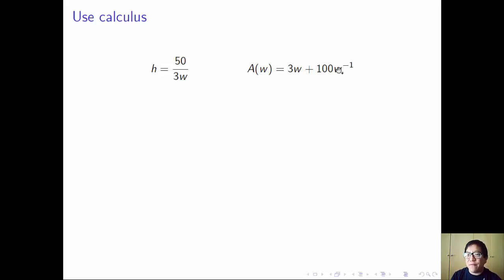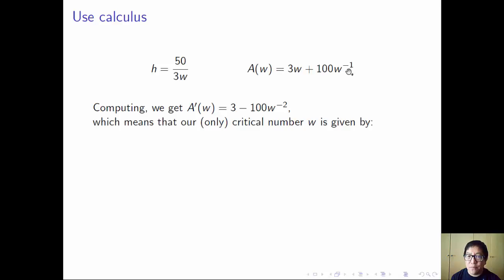How do you find the minima and maxima of a function? Well, you start with derivatives. So computing, A prime of w, taking the derivative with respect to w, is equal to 3, because the derivative of 3w is 3. And the derivative of 100w to the minus 1 with respect to w is, well, remember, you take the exponent down front, and so we get minus 100 times w to the minus 2, because you subtract 1 from the exponent. So A prime of w is equal to 3 minus 100w to the minus 2, which means that our critical number, what turns out to be our only critical number, w, is given by, well, how do you find critical numbers?